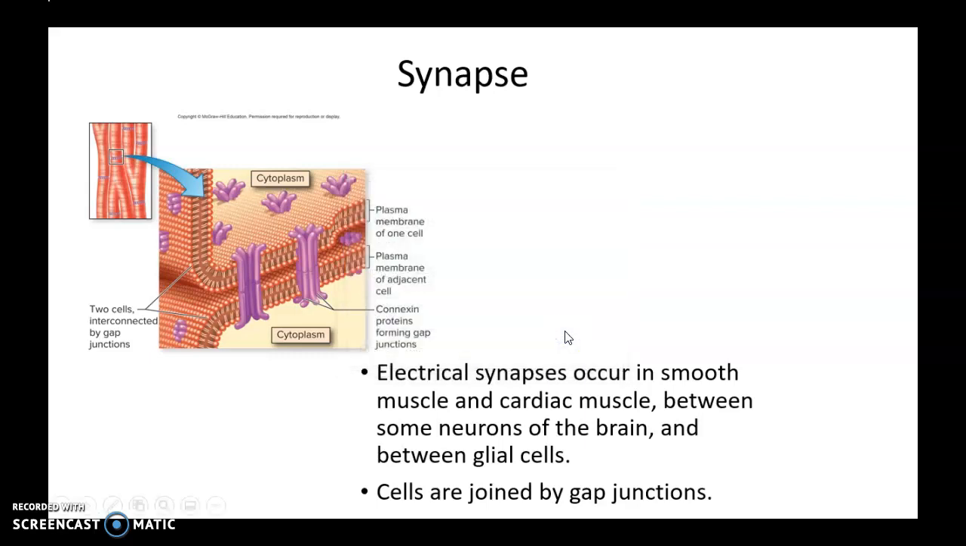All right, class. So let's start by looking at electrical synapse first, then we will move on to chemical synapse. So this diagram on the left hand side is showing us an electrical synapse, which we find in the smooth muscle cells, cardiac cells, and also in the central nervous system.